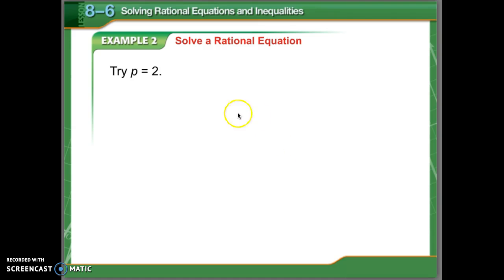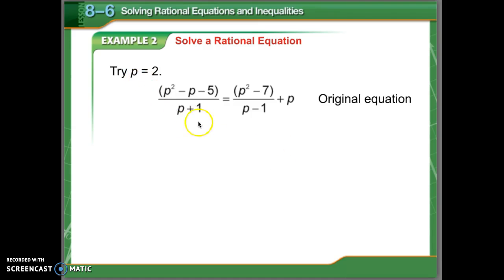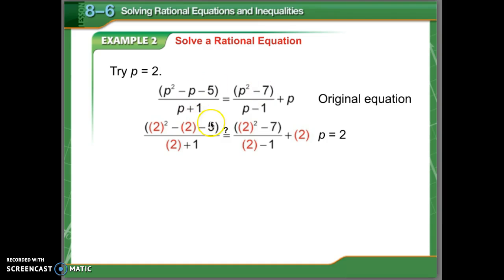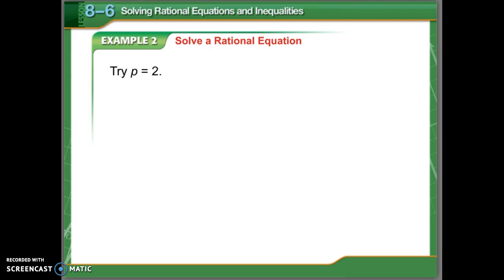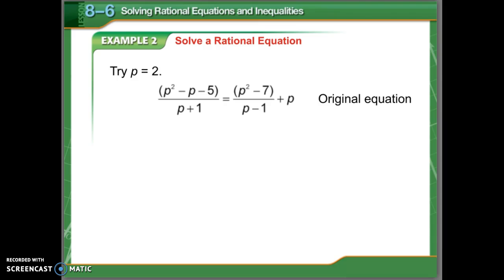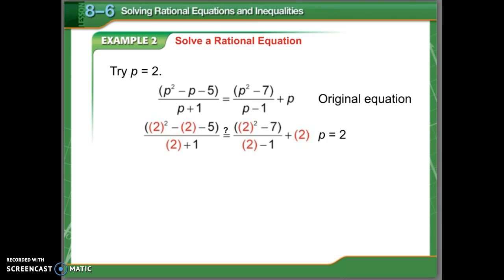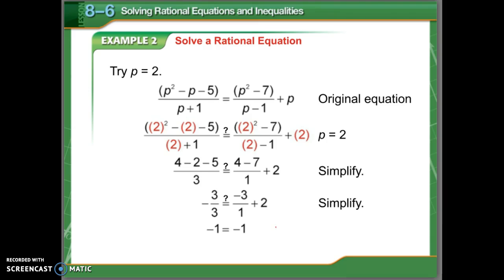And lastly, we're going to check positive 2. Plugging in positive 2 every time we saw p in the original equation. Simplify, and we see that the 2 sides again are equal, and so therefore p equals 2 is another solution that we are sure works out. So we know our solutions are negative 3, negative 2, and 2.